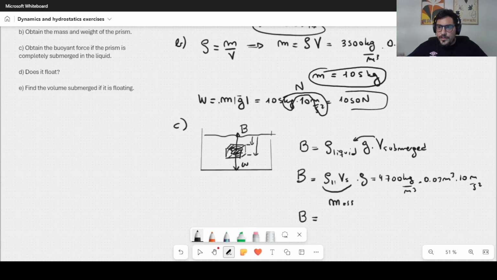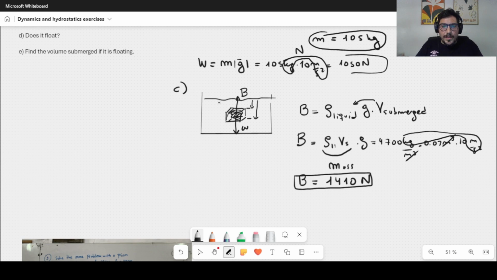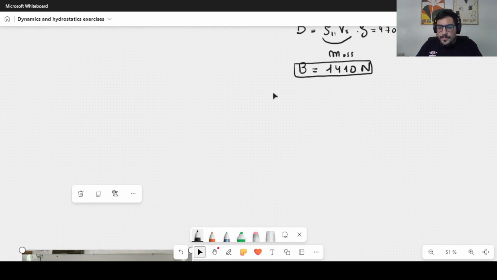So the buoyant force is in kilograms. You can cancel cubic meters with cubic meters that are dividing, and kilogram meter per second squared, that's a force, therefore it's a buoyant force. And the value is 4,700 times 0.03 times 10. So the buoyant force, if the object is completely submerged, is 1,410 Newton. Okay, that's the answer for the third item.